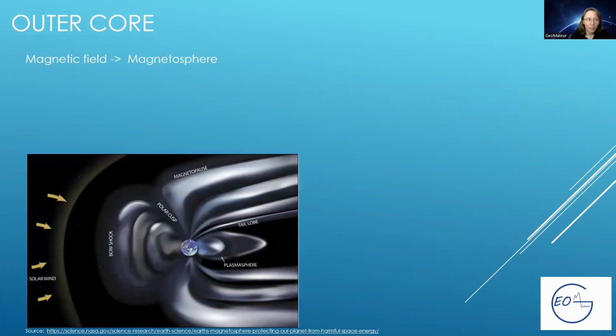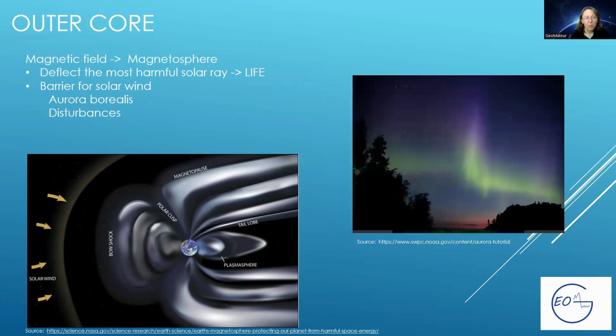The magnetic field produces magnetosphere that deflects the most harmful solar light, and it's a key factor for life on our planet. The magnetosphere is a barrier for solar wind, but some particles are trapped by the atmosphere. Then we can see aurora borealis, but also the trapped particles cause many disturbances, especially for electronic devices.